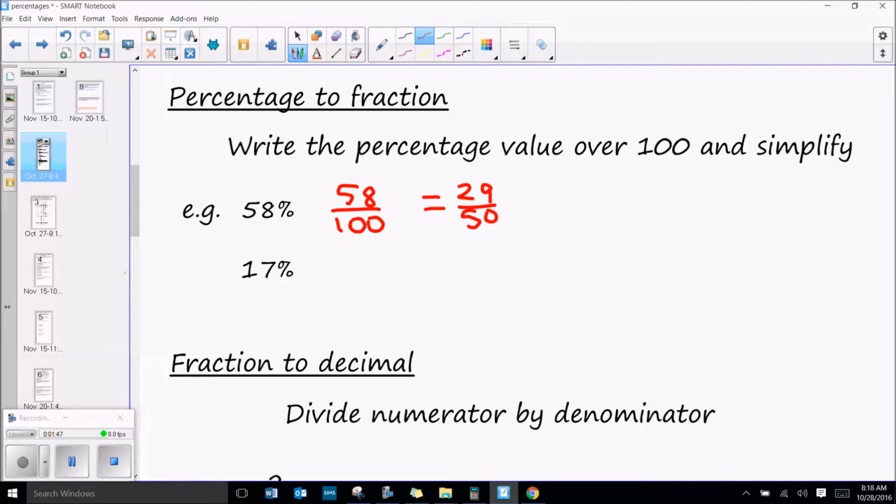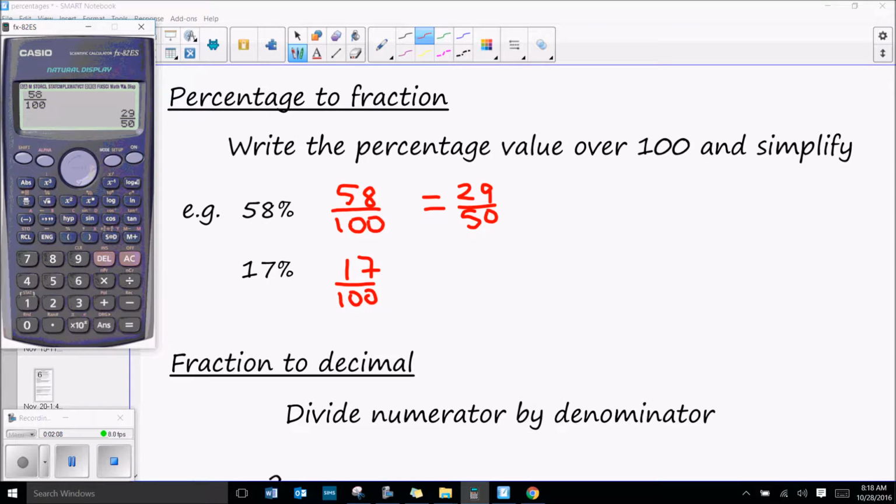If you don't have a calculator available, you need to make sure you're looking for numbers that divide into both 58 and 100. In this case, we can see they're both even, and so they can both be divisible by 2. 17% would become 17 over 100. Check the calculator to see if we can simplify that. And as you can see, we can't. The main reason is because 17 is a prime number.